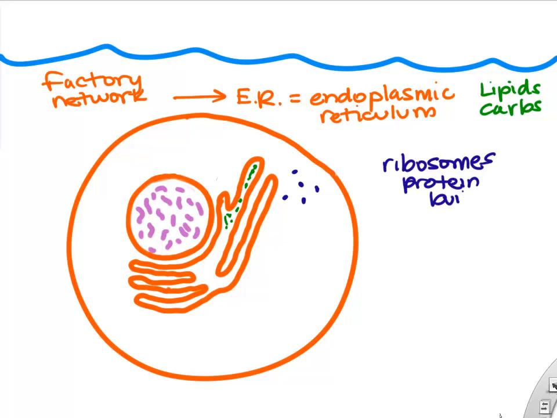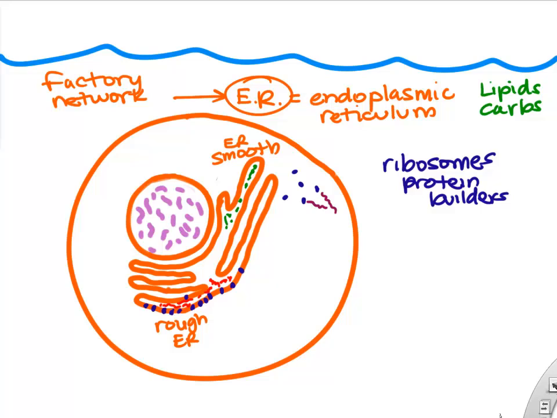Also floating around in our cell are structures called ribosomes. These ribosomes are little protein builders. Some of the ribosomes float free in the fluid of the cell, and others are stuck on the surface of the endoplasmic reticulum. So we notice on a microscope that some of the endoplasmic reticulum is smooth without ribosomes, and some of the endoplasmic reticulum is rough because it has ribosomes. Again, ribosomes just make proteins.